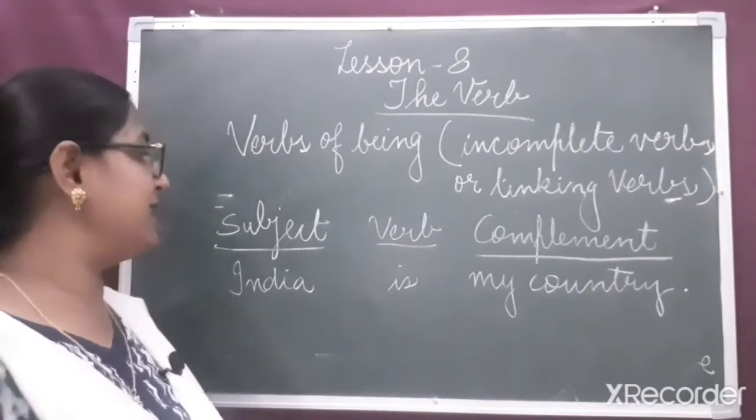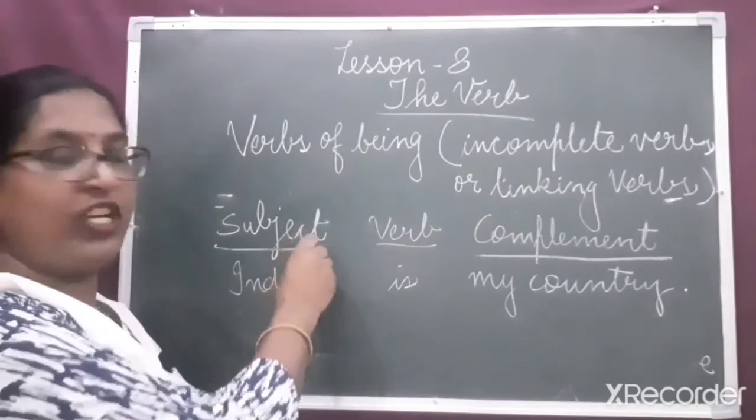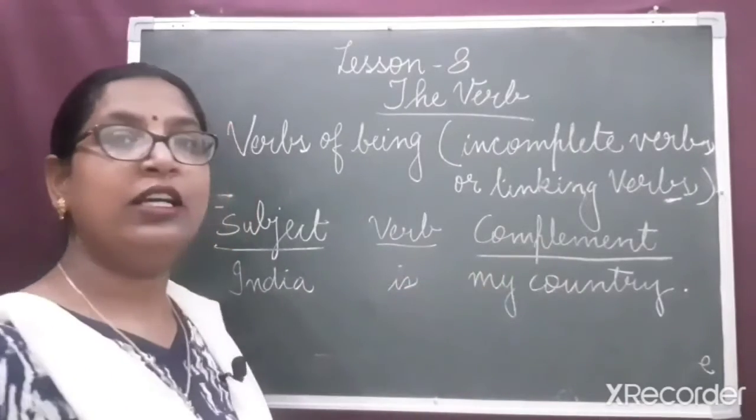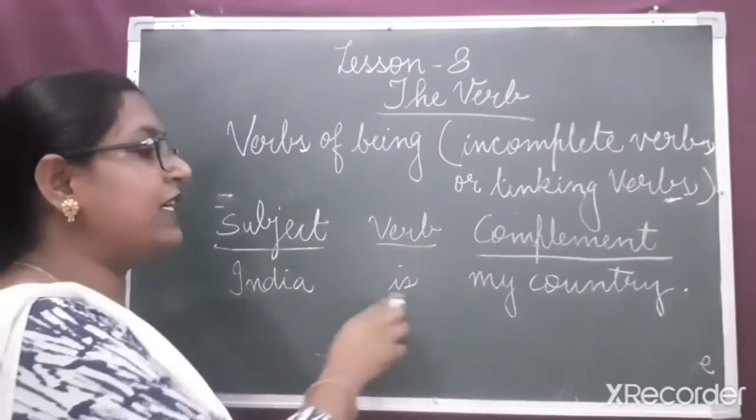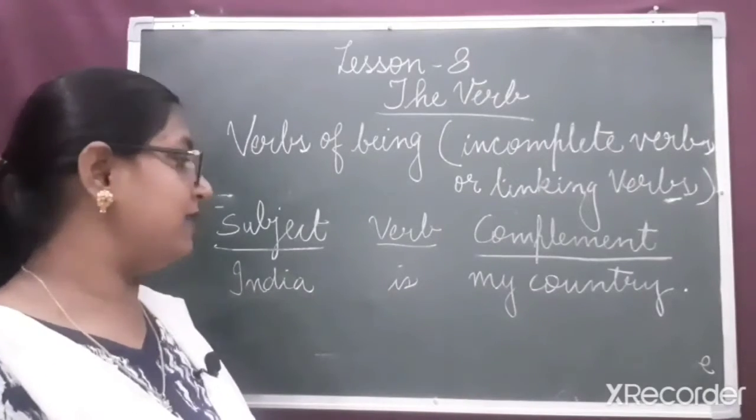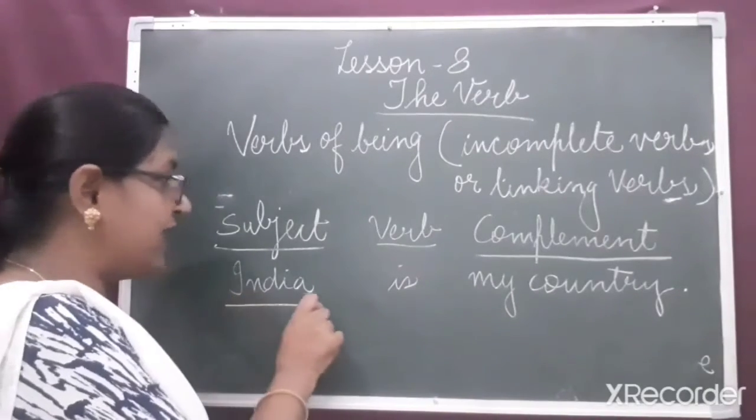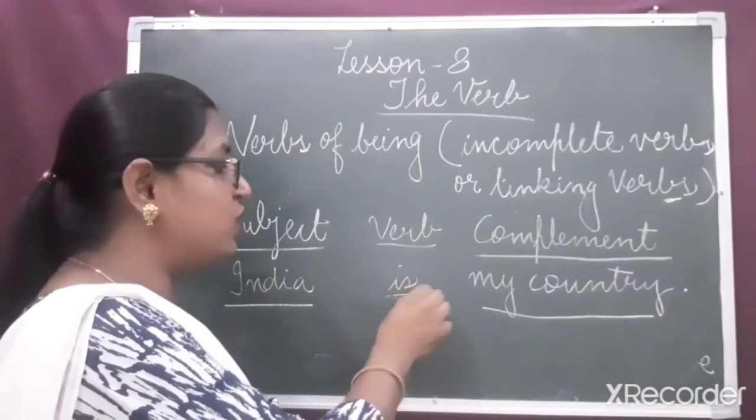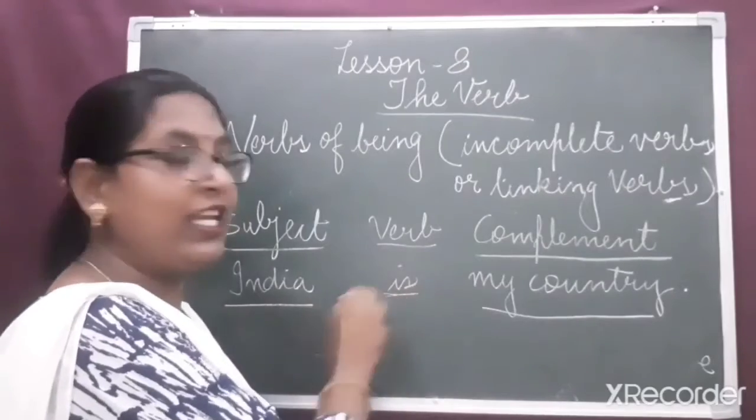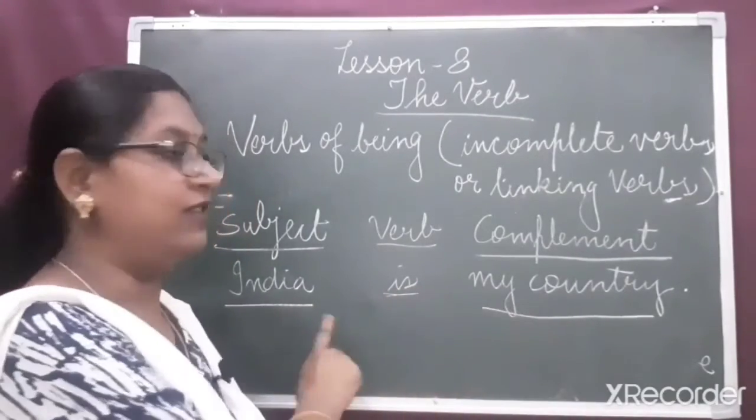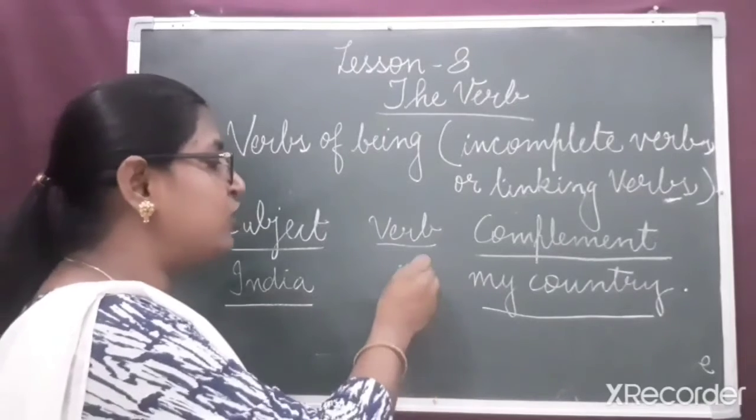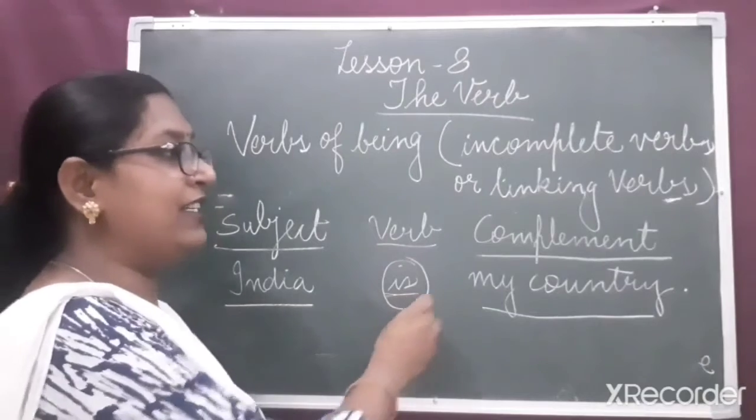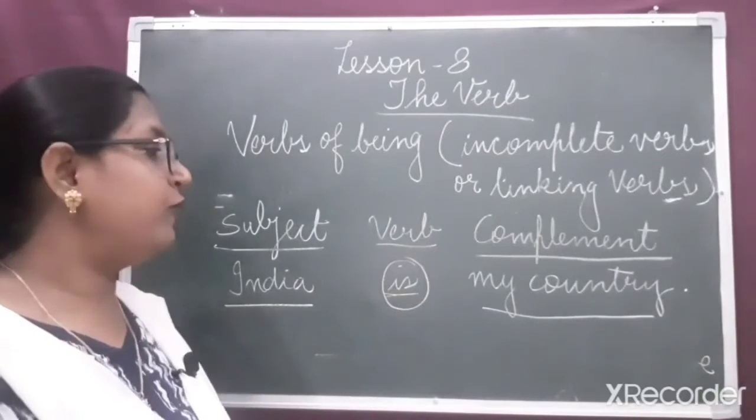Let us see this example. India is my country. India is the subject, is is the verb, my country is the complement. In this sentence, we can see the subject and the complement are joined with this verb. Is links the two parts of the sentence, subject and complement. So the verb is is a verb of being, and it is also known as a linking verb.